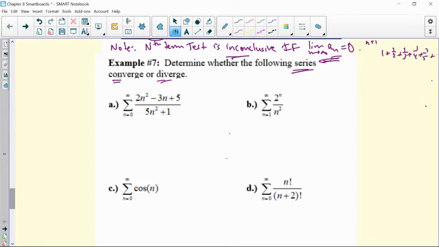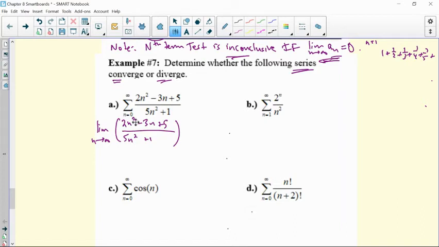Do the terms themselves go to zero? So if I say, well, what's the limit as n goes to infinity, not of the entire whole series, but just of the terms, (2n squared minus 3n plus 5) over (5n squared plus 1). What's the limit of that expression? Because every term can be represented by what's inside the summation.